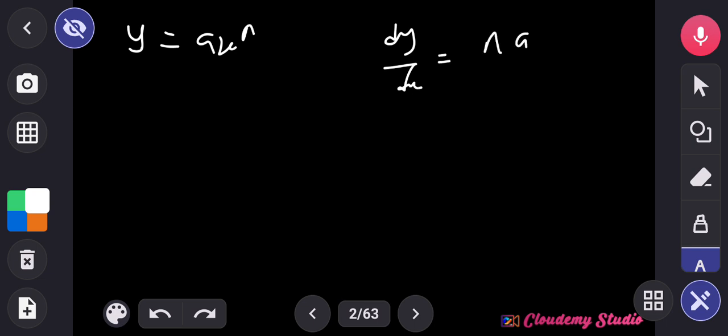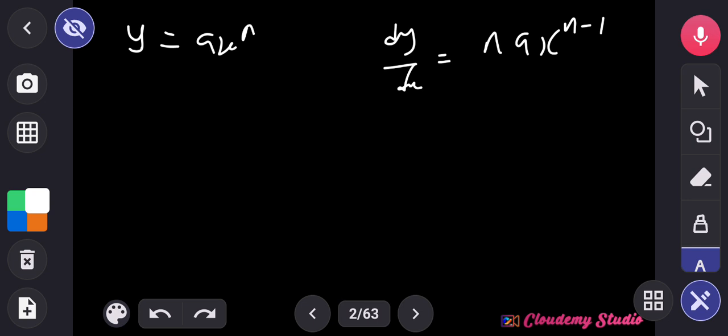gave some rules like if we have y equals to ax raised power n, our dy upon dx will be equals to nax raised power n minus 1. And we say that for differentiation, the coefficient is going to increase by the value of the power, and the value of the power is going to decrease by 1 whenever we are differentiating.